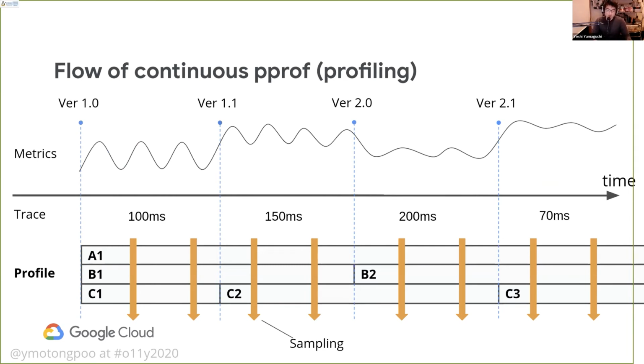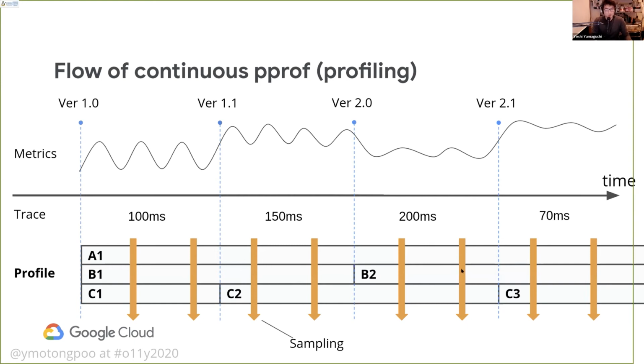continuous pprof. The bottom is the simplified image of the application with call stack. So along the timeline, the call stack changes because of the newer version release. For example, function B1 becomes B2 in version 2.0. Function C1 becomes C2 and C3 in version 1.1 and 2.1 respectively. The upper side is the metrics chart of access volume or whatever is relevant to the performance. And then the middle is the average latency by distributed traces.